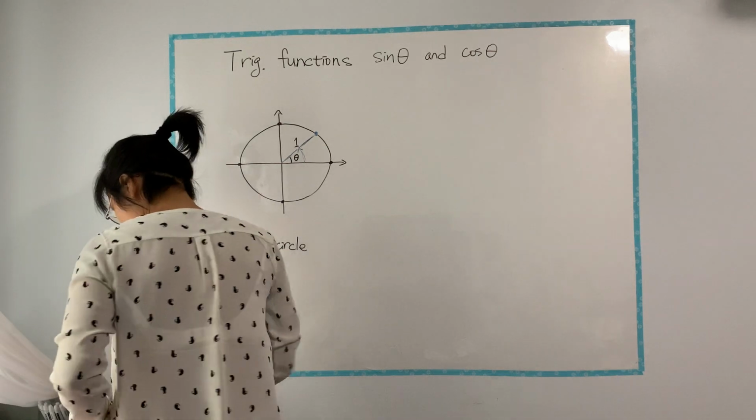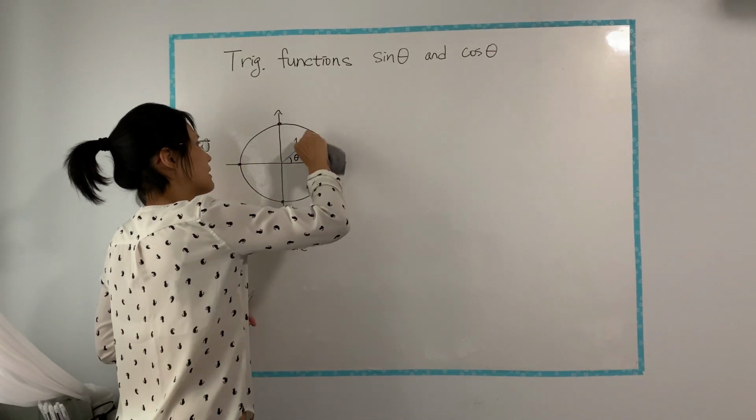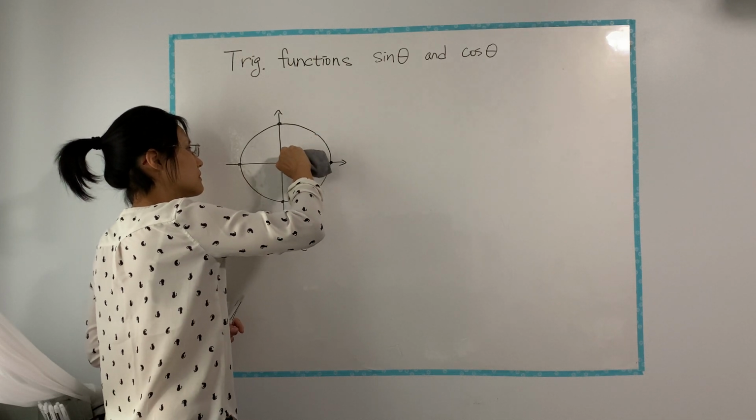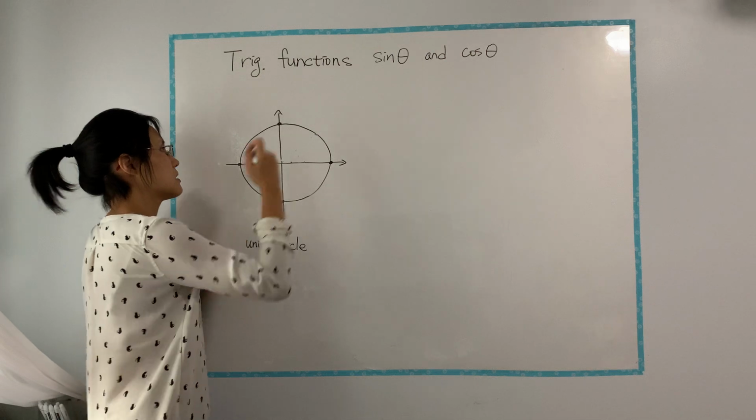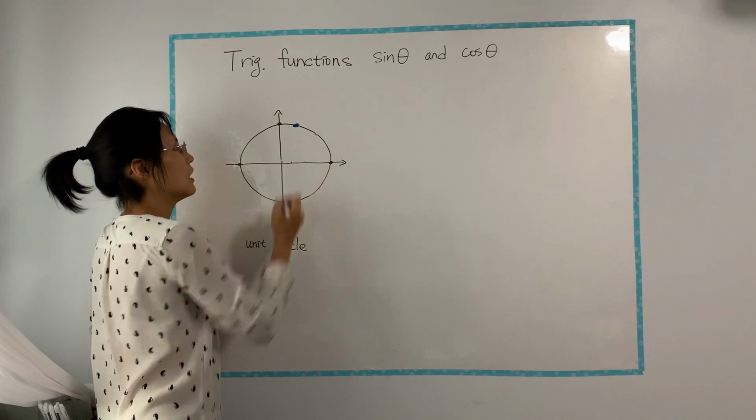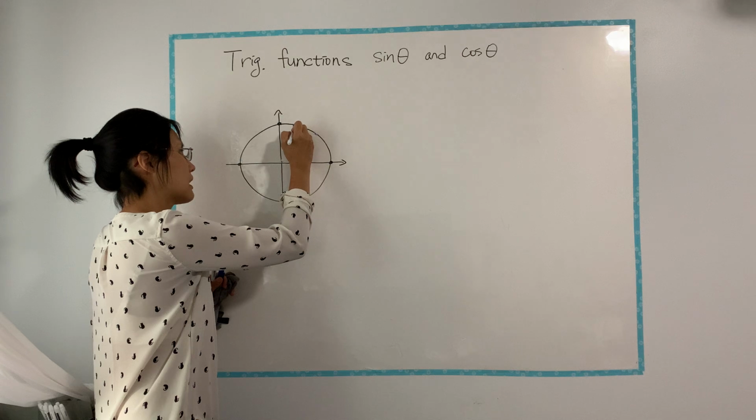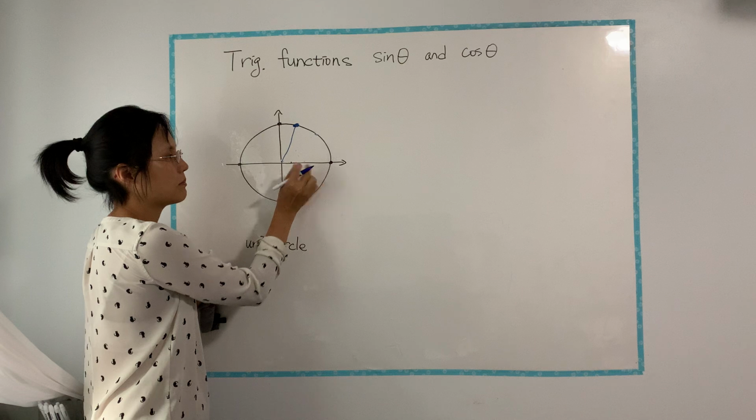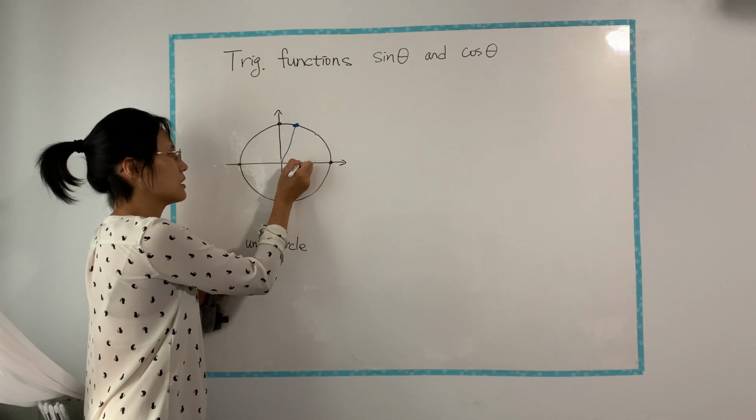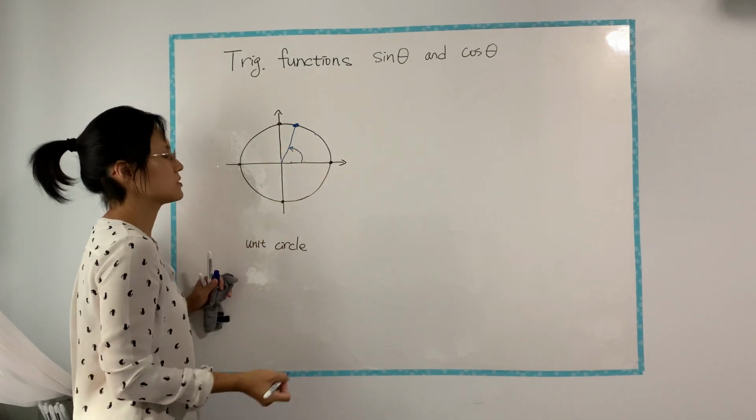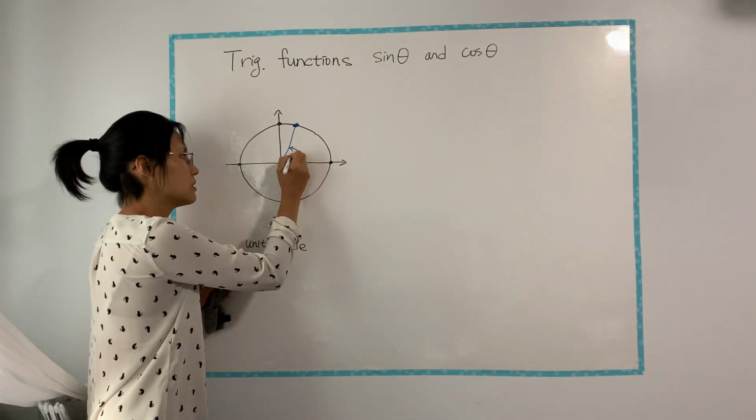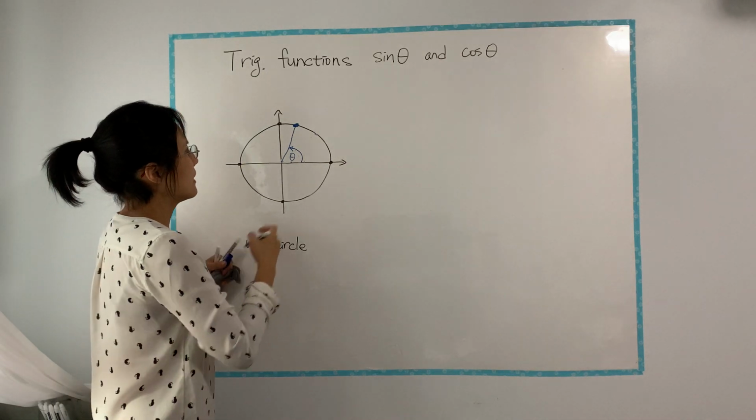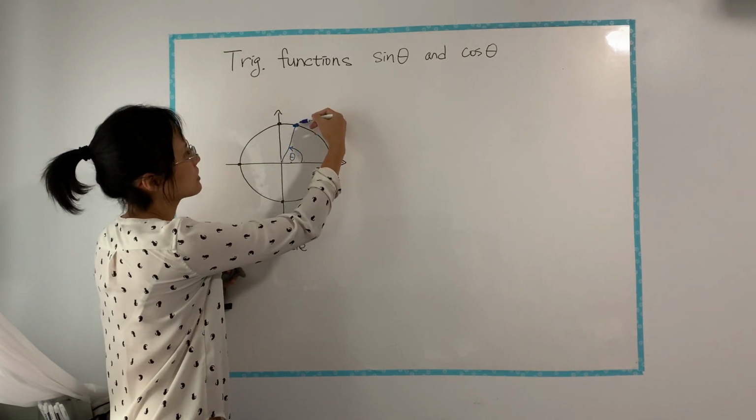Okay, so let me do this again. Erase the dot. I place a point on the circle, connect the point to the origin. Then I start from the positive x-axis and go counterclockwise. So this angle is the angle theta. Okay? And now we go back to this point.